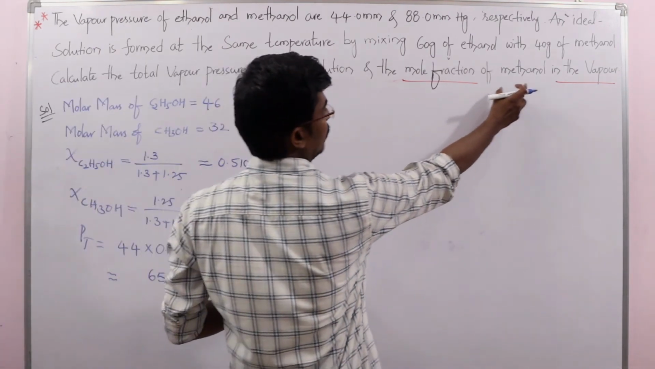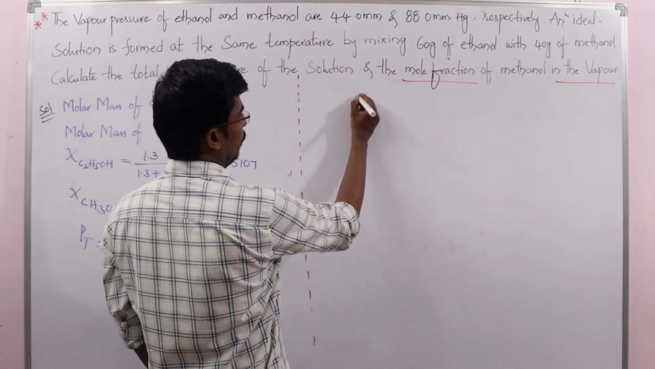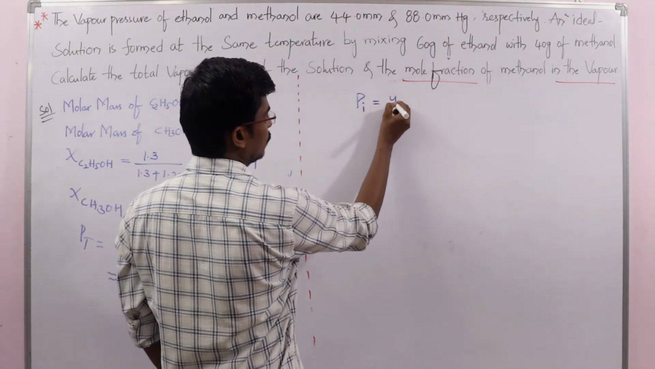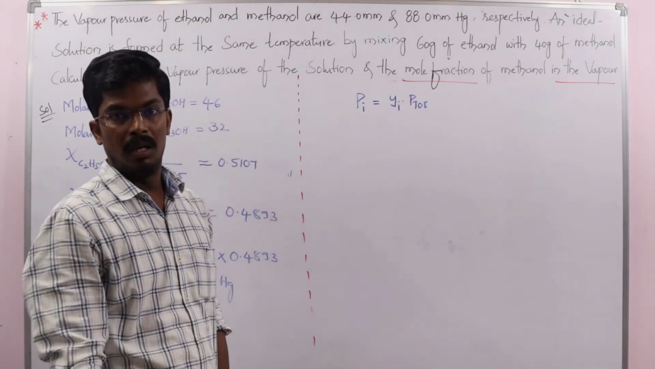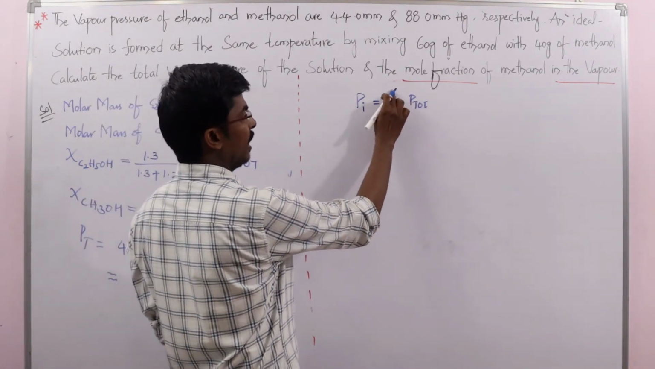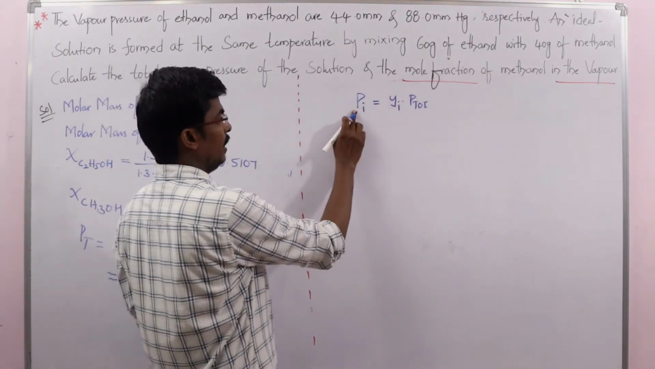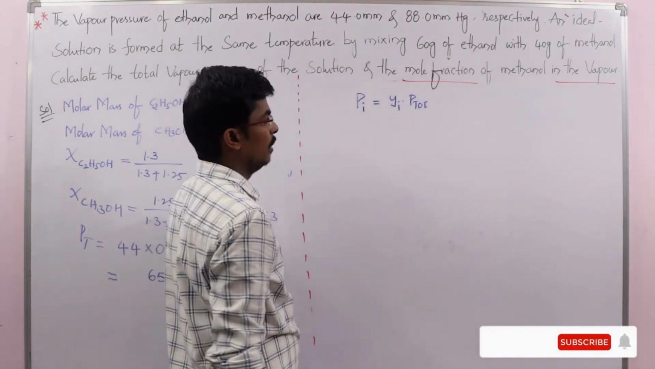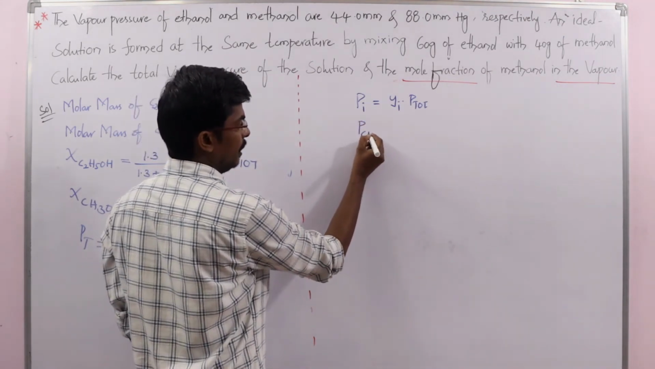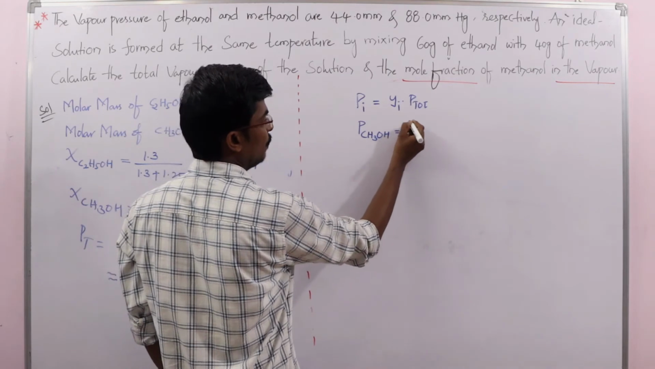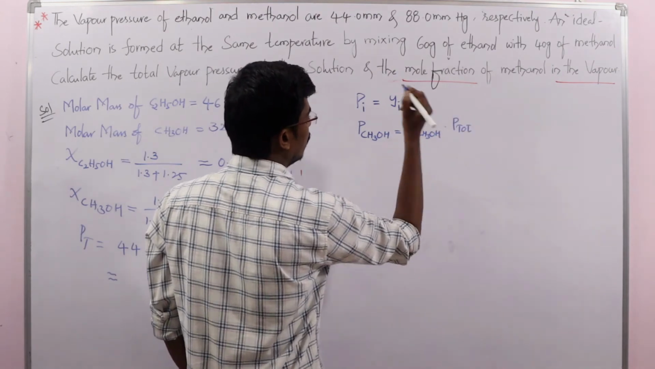Now let us see the mole fraction of methanol in the vapor. One of the formulas we have for any ith component: Pi is equal to Yi into P total. Here Yi is the mole fraction of the ith component in the vapor phase, and Pi is the vapor pressure of that ith component. For example, if I ask for the mole fraction of methanol in the vapor, it is possible, right? P CH3OH is equal to Y CH3OH into P total.